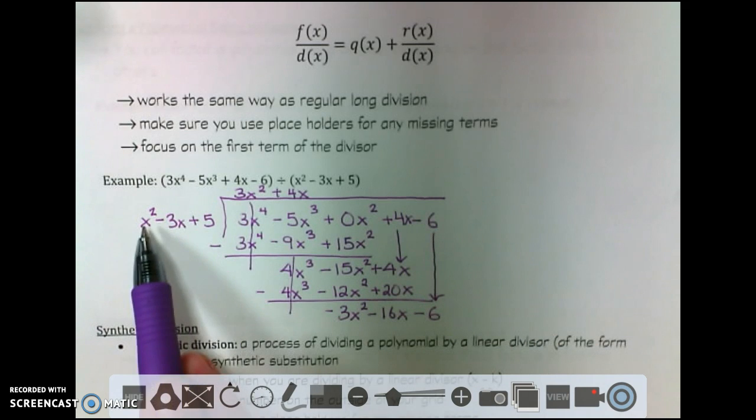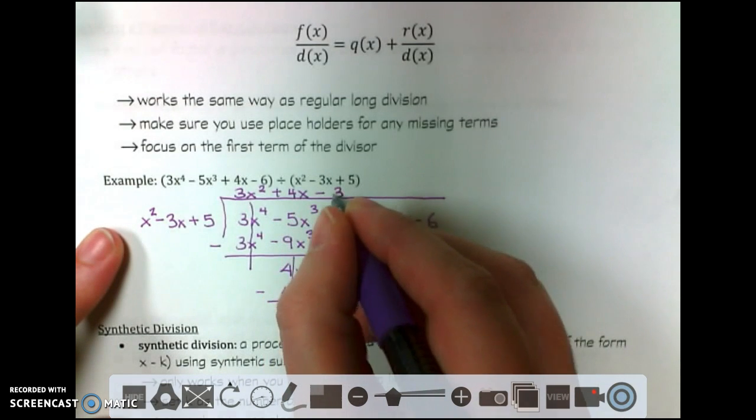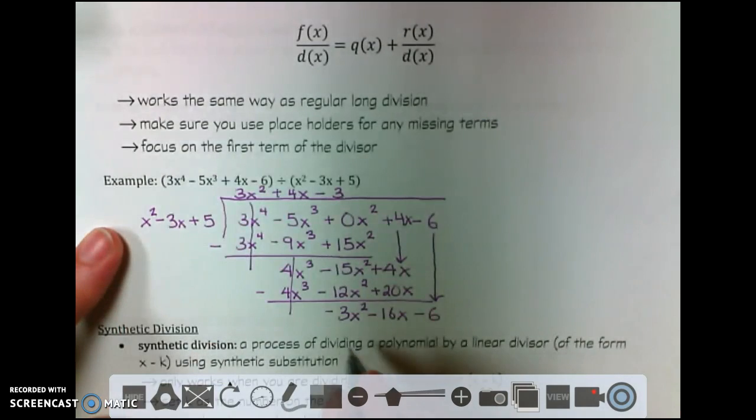Now I need to find out how many times does x squared go into negative 3x squared. Well, that answer is just negative 3. So negative 3 times x squared is negative x squared.